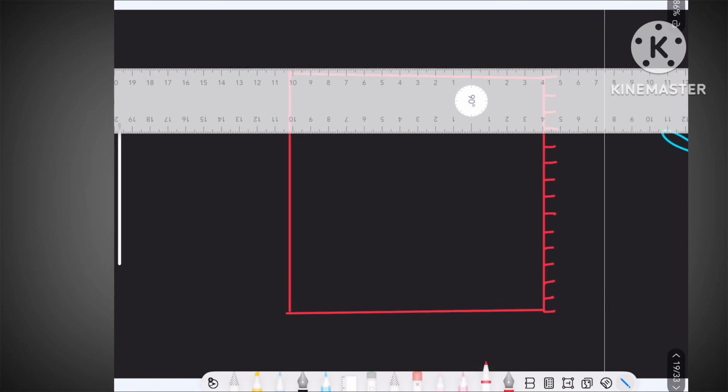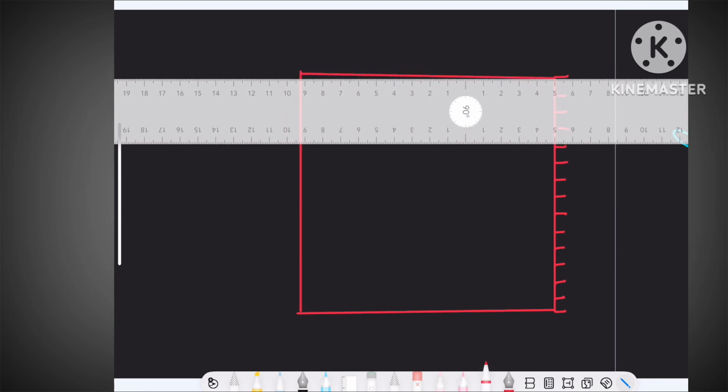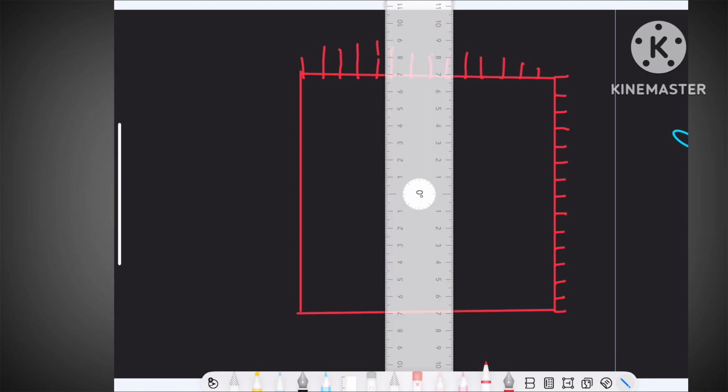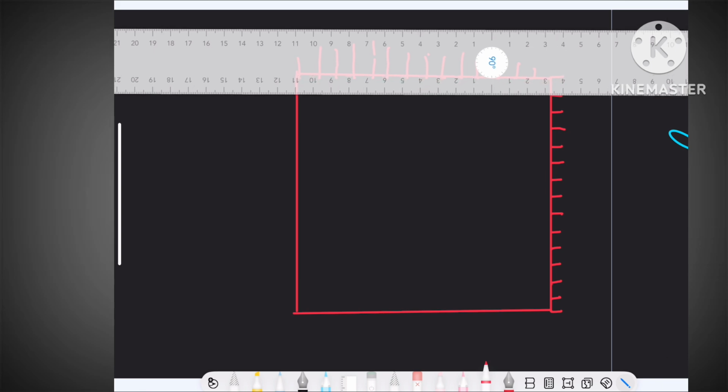So the first is here, second, third, fourth, fifth, sixth, 7, 8, 9, 10, 11, 12, 13. And this is so tricky. Then we have to draw the grids.